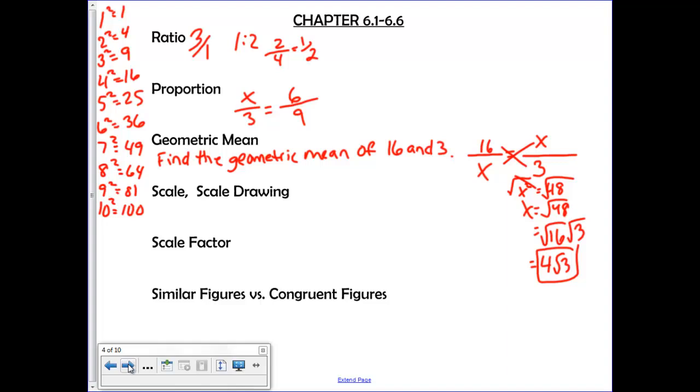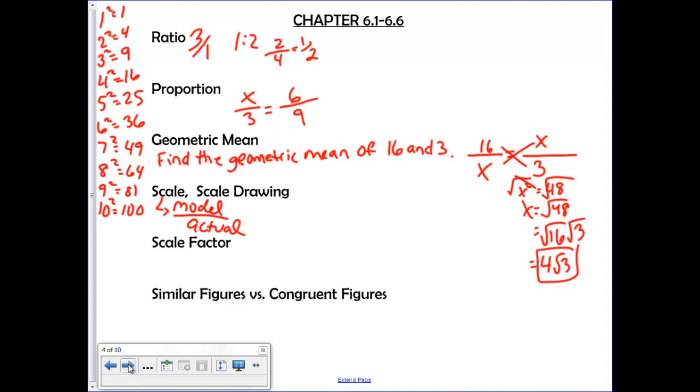When we talk about scales and scale drawings, an example of a scale on a map is like 1 inch represents 4 miles, 500 miles, right? So it's always the 1 inch, the 1 centimeter, the small unit. So it's like your model over actual. A scale is always the model over the actual.